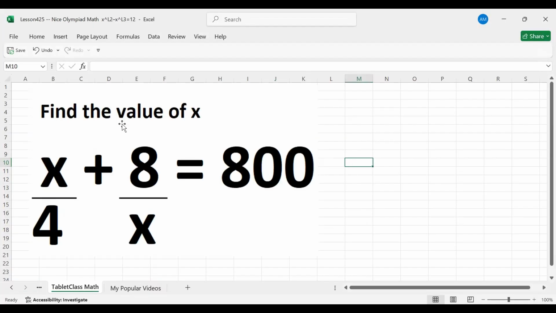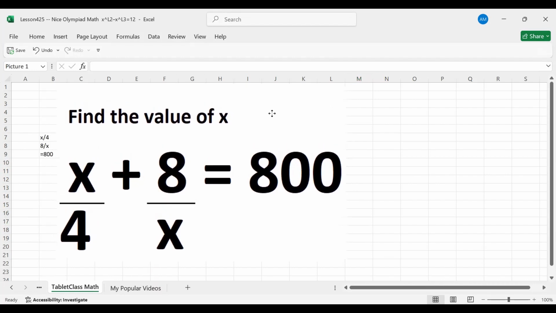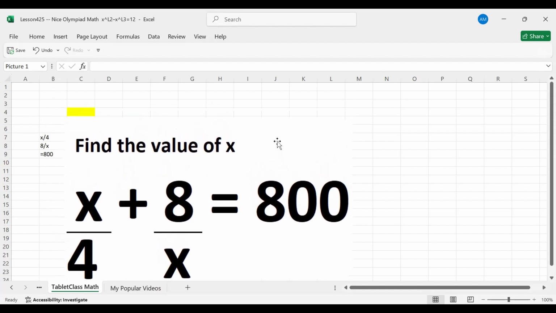Okay, so this is our situation. First thing we have to do is split the main parts of the equation into three parts. The first part is added into the second part, and when it is added, you have the third part, that is your result. So we will assign one cell for the value of x. Let's say C4 is x.